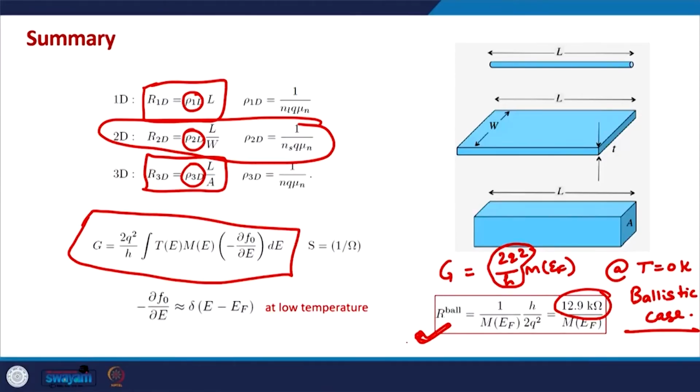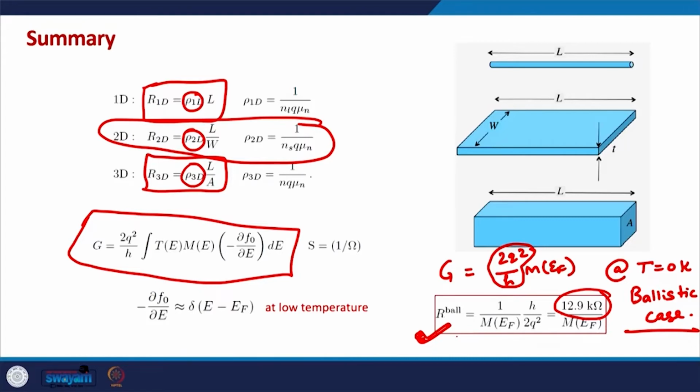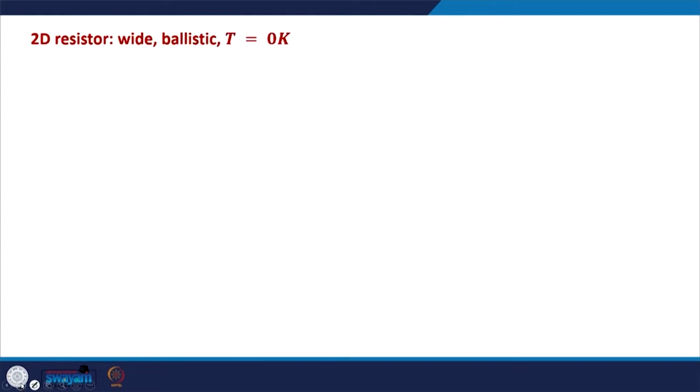That is why in our modern nanoscale devices, we can no longer use the conventional understanding of electron transport. We need to have a fundamentally different kind of theory of transport, and that is what we are doing in this course. We are currently studying the resistance in a ballistic conductor at 0 Kelvin, but now a wide conductor. That is where our discussion stopped in the last class.